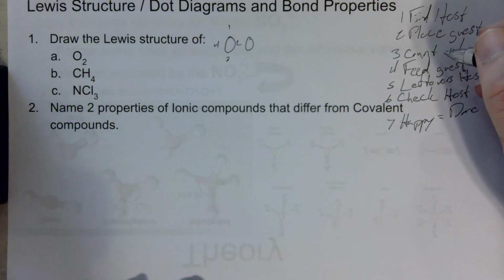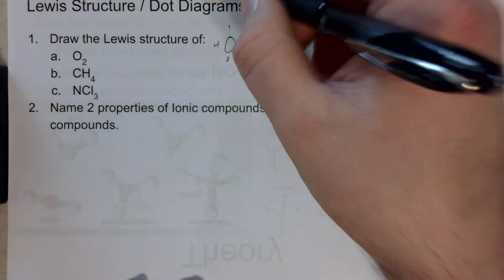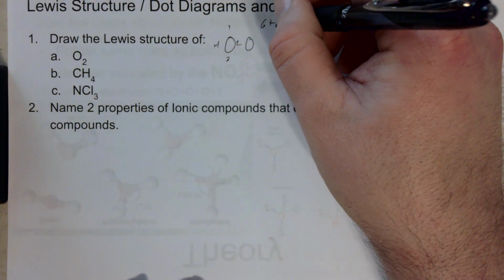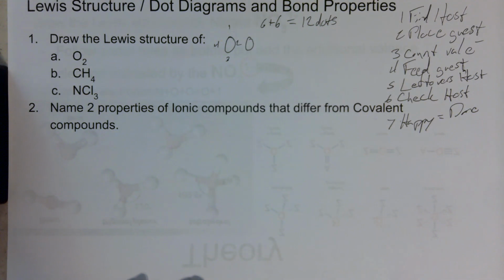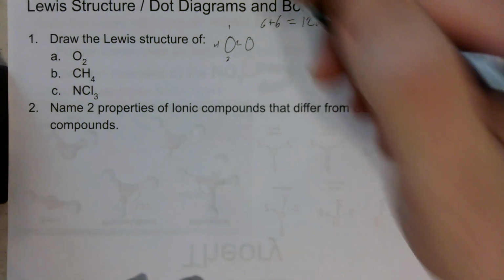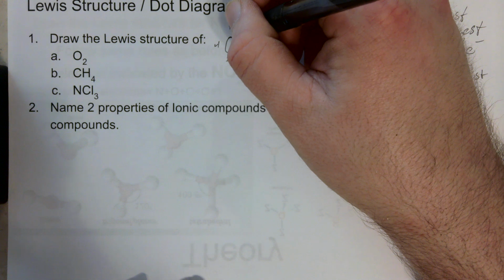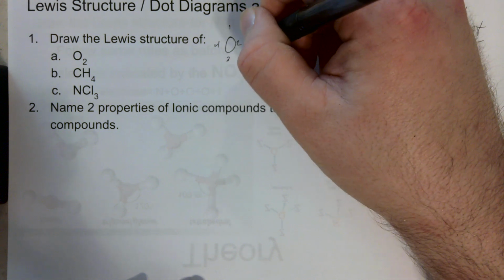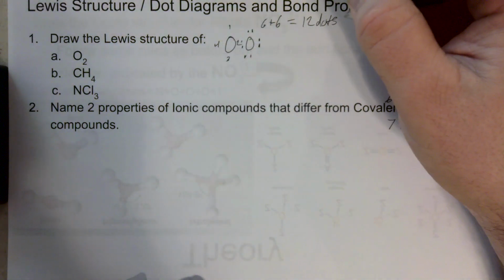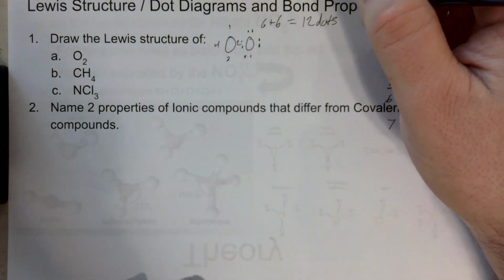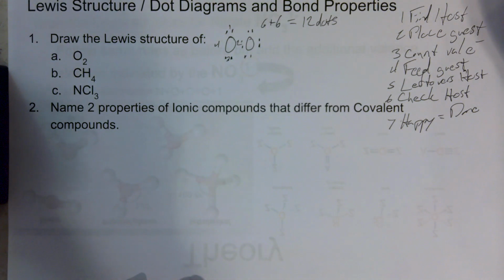Now, we need to count our valence electrons. Oxygen exists in group 16, also known as 6A, so that's 6 plus 6. So that means that we have 12 valence electrons or 12 dots that we're going to place around first our guest and any leftovers goes towards our host. So let's go ahead and place our 8 dots around our guest first. So there's my 8. So that means 12 minus 8, that means I have 4 dots left. So I'm going to add some dots to my host.